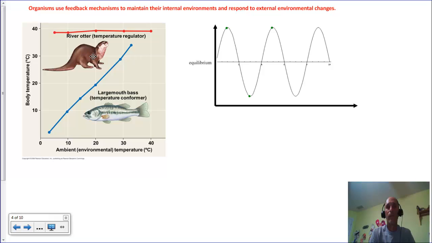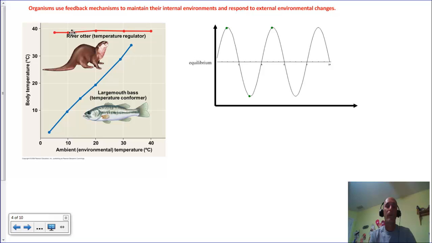What's really good for the river otter is it can survive in a wide range of environments. As long as it can moderate and control its temperature, it can maintain homeostasis. The largemouth bass's advantage is that as long as the environment's temperature is stable, it requires very little energy to maintain its body temperature, and therefore it requires much less food. So a river otter has to eat lots and lots of fish to maintain its body temperature. So there are advantages and disadvantages to both of those.